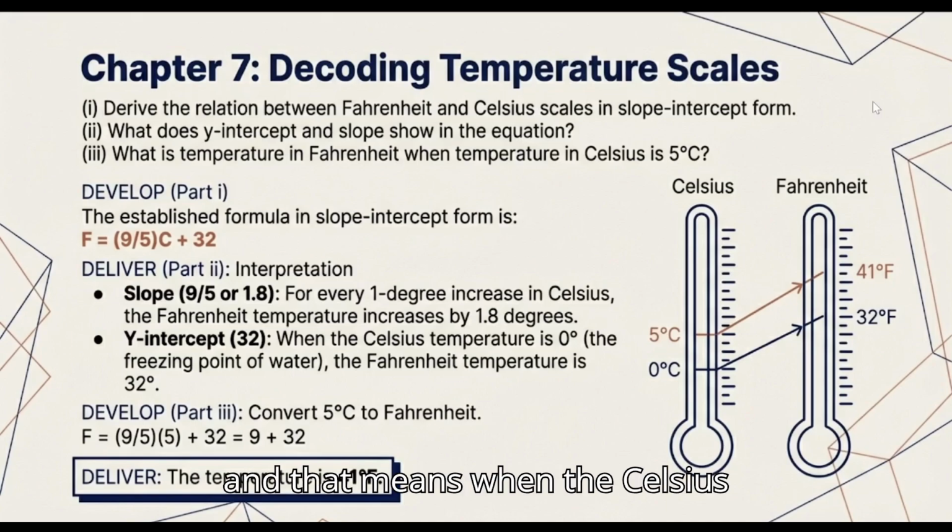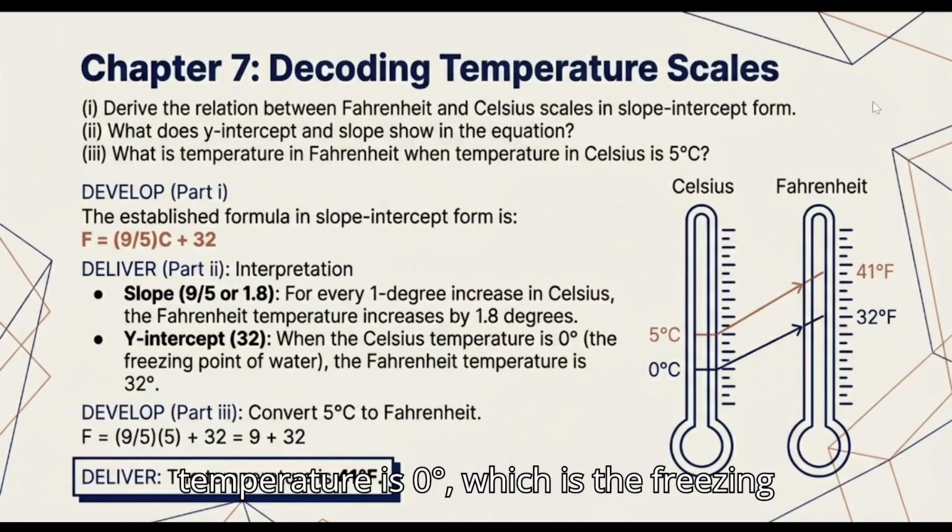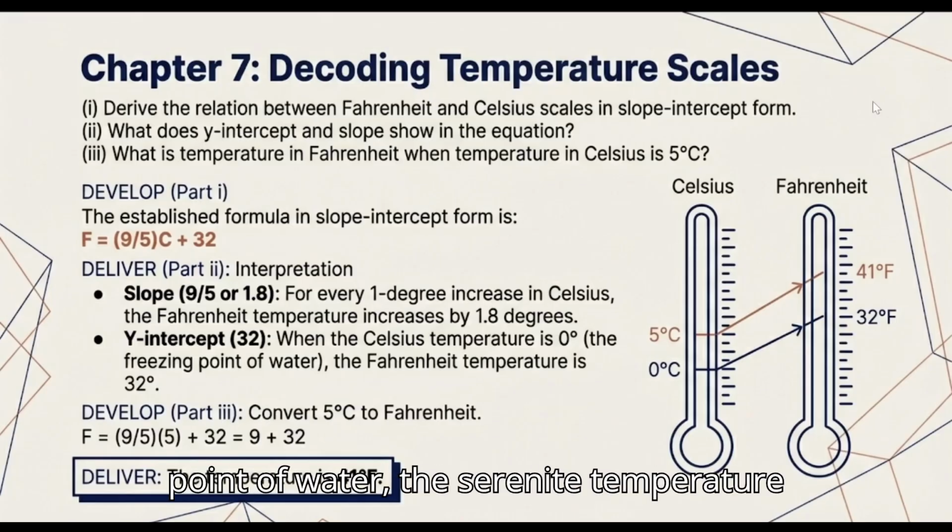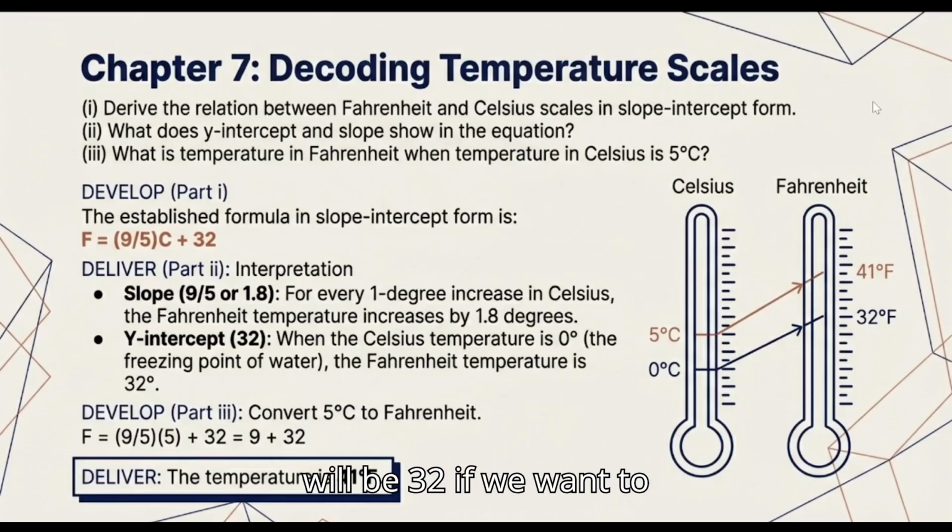The y-intercept here is 32, and that means when the Celsius temperature is 0 degrees, which is the freezing point of water, the Fahrenheit temperature will be 32.